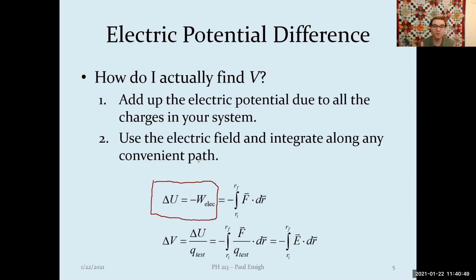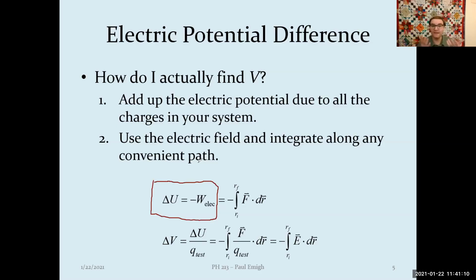And then we know how to calculate work. We did that a little bit last week. We did it a lot way back in Physics 211. We simply have to take the force, multiply it by the distance that we're moving, and add all of those pieces up with an integral. And again, this little negative sign comes along for the ride in our definition of the change in potential energy.